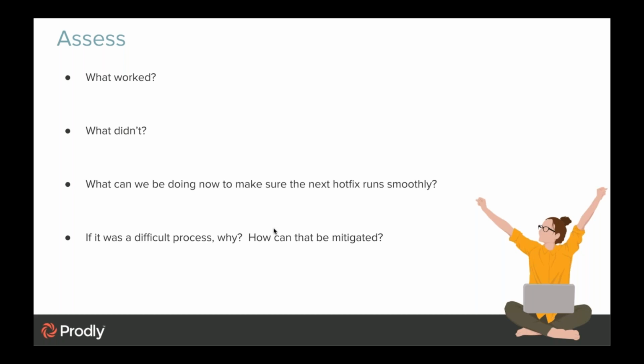So when we're talking about the assess phase, same thing: before we even push this into production, if that's what we wanted to do during this phase, check what worked and what didn't, or once it's in production, what worked and what didn't. What could we be doing now to make sure that the next hotfix runs more smoothly, or maybe we can prevent this in the future? If it was a difficult process, why, and how could that be mitigated? As you answer those questions, it will also help you be a little more granular with how you set up your Prodly instance to facilitate that.